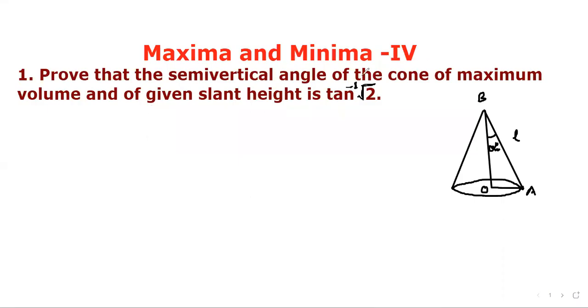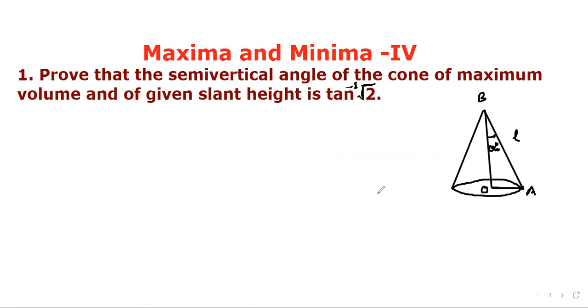Maxima and minima part 4. Prove that the semi-vertical angle of the cone of maximum volume and of given slant height is tan inverse root 2. We consider a cone, let this angle be alpha. Slant height is given, it means it is a constant. In terms of slant height, we can write the radius and height.